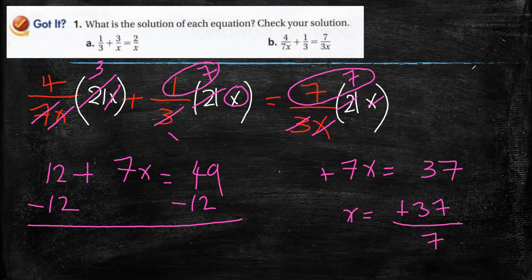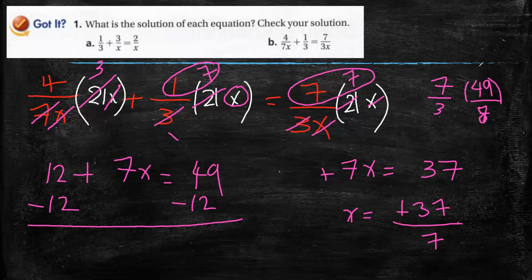Correct? Wait, which one? Give me an example, please, to understand you. 7 over 3 multiplied by 49 over 8. So I cannot cross 7 with 49. No, you cannot cross numerator with numerator. It must be numerator with denominator. Okay.